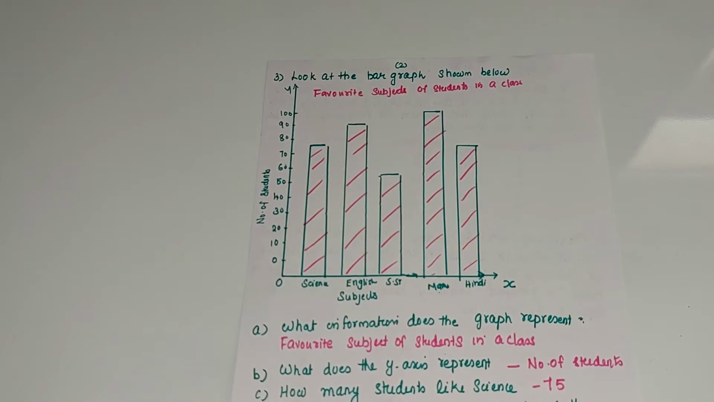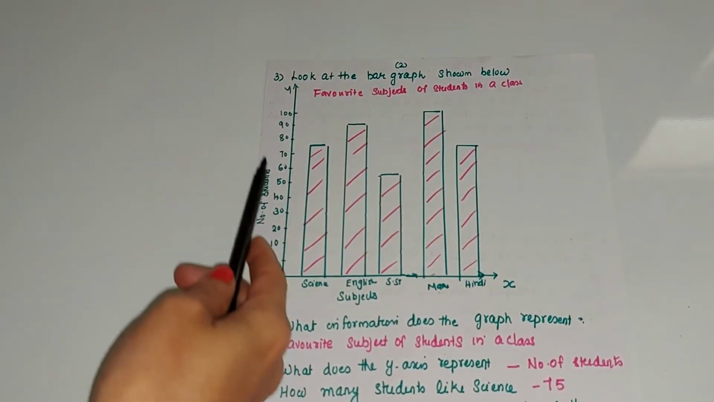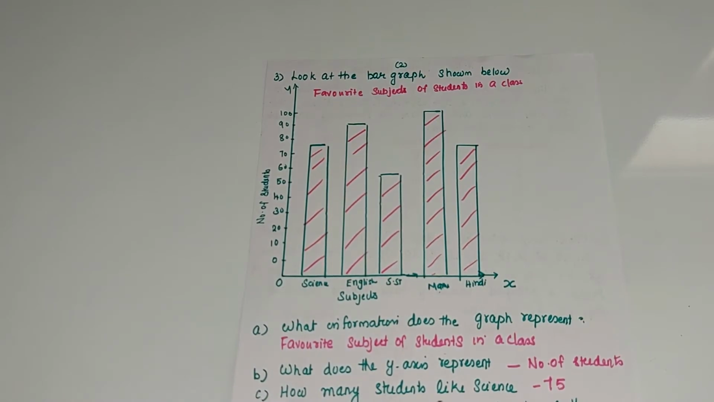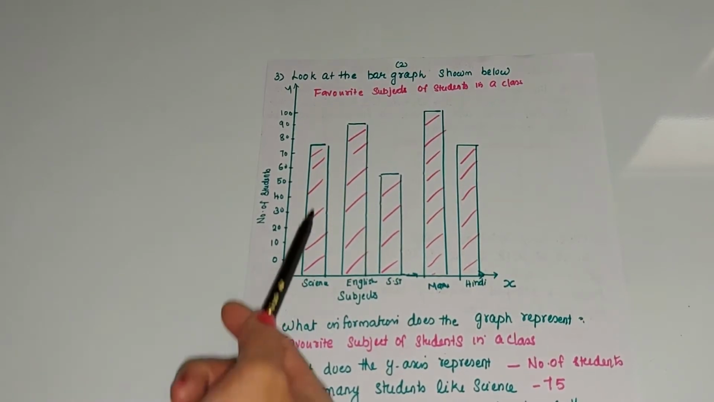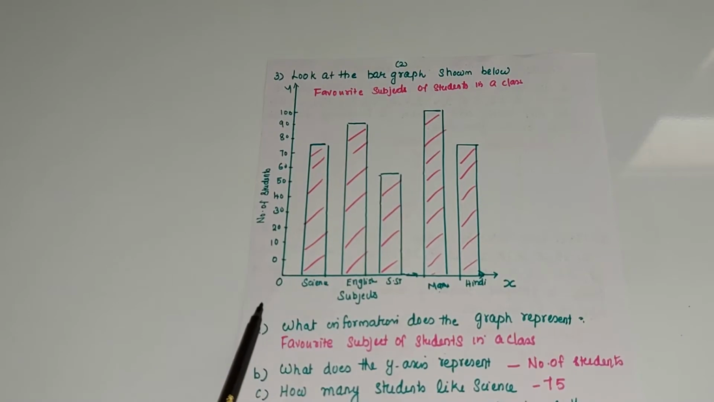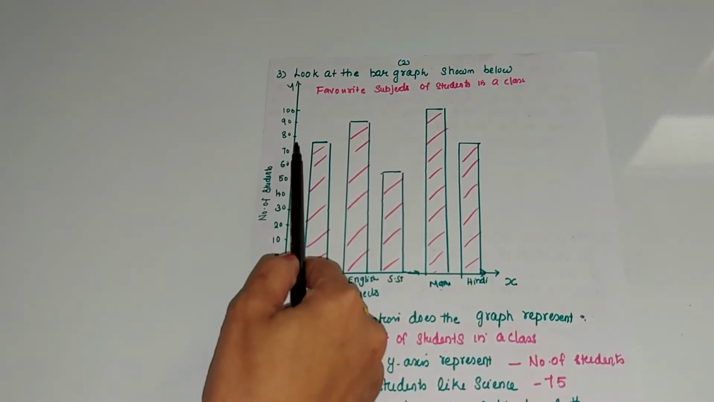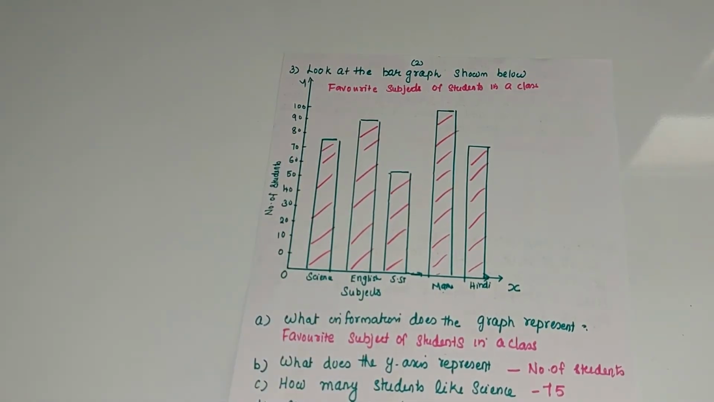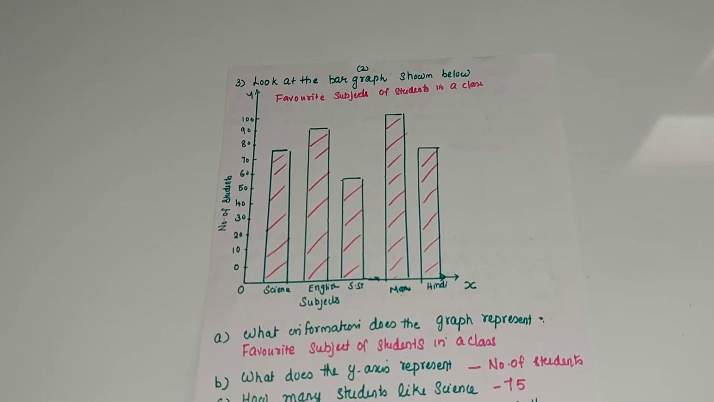And what does the y-axis represent? From here only we can understand the y-axis represents number of students. How many students like science? So science, you look at the science. How many students like science? Here you look, it is 75. So 75 students like science.